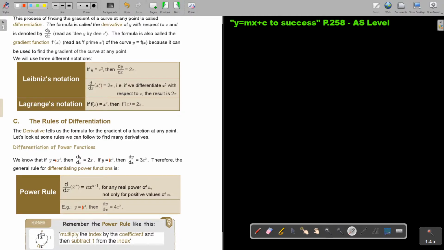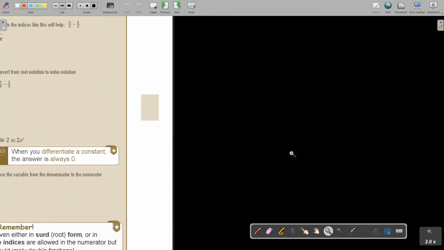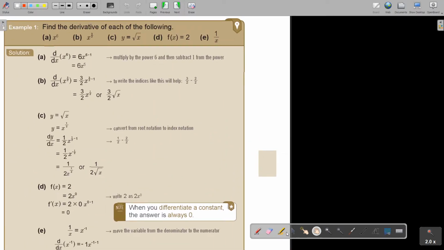Okay, let's look at a few examples. So this is now all my equations. I'm going to use this notation because I don't see y equals or f(x) equals. So d over dx, and there I write this. Remember, take that 6, and I want to make it a little bit bigger so you can see better.